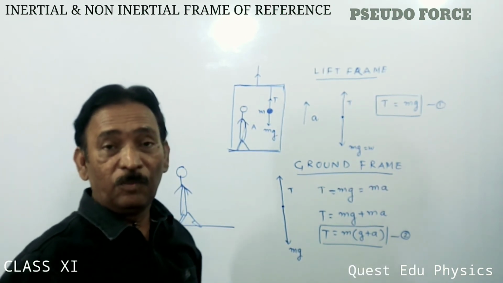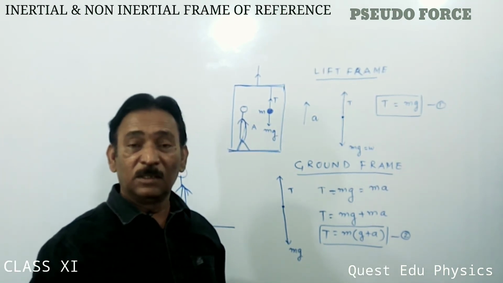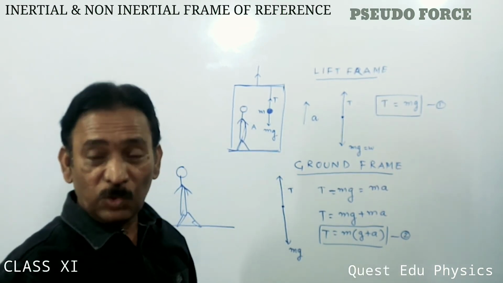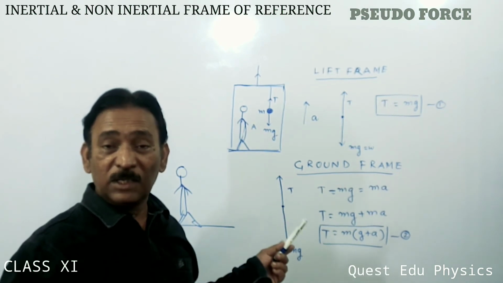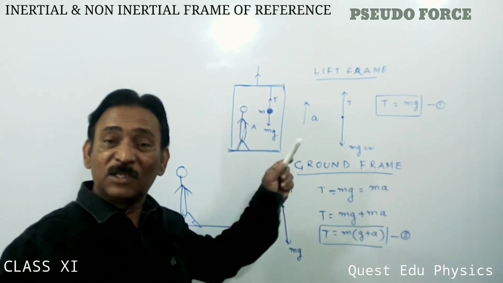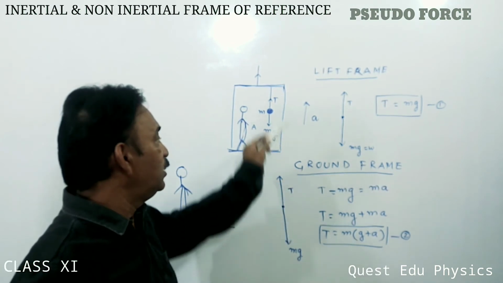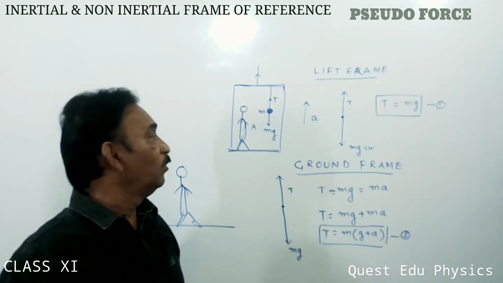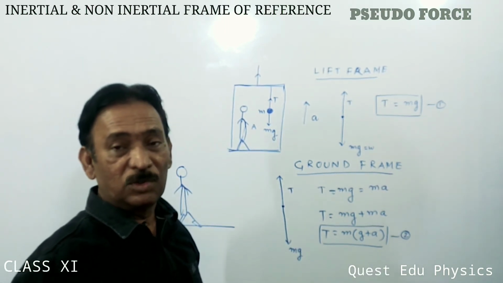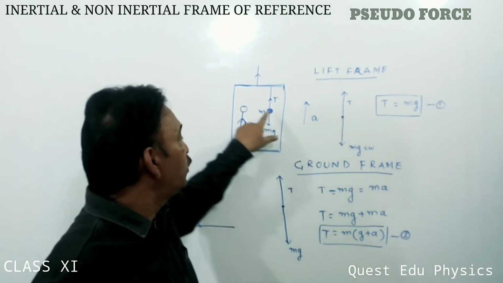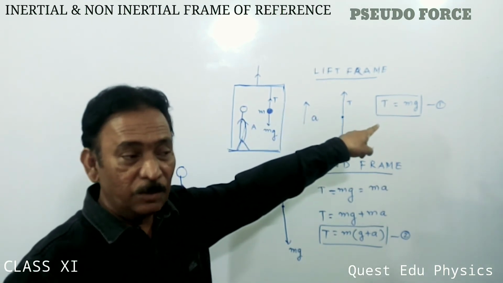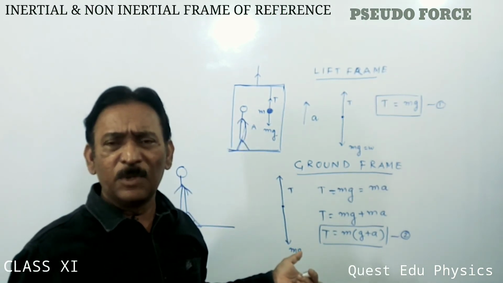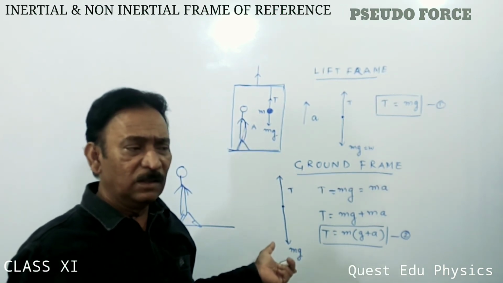Already I told you, a force works in the opposite direction, which is known as the pseudo force, which works against the direction of the acceleration of the body. That means that fictitious force is acting. If you add that fictitious force to the tension that is equal to mg, then we get the same result.